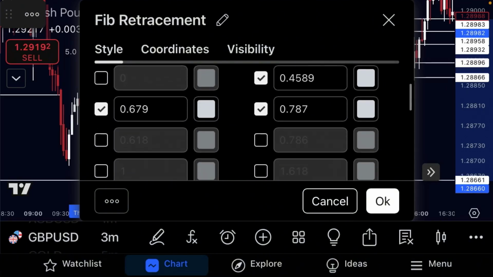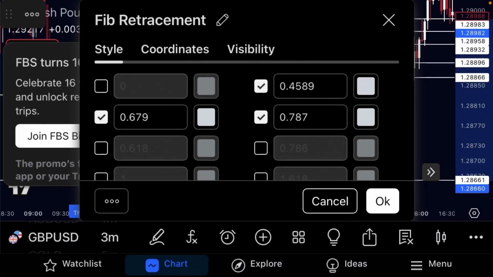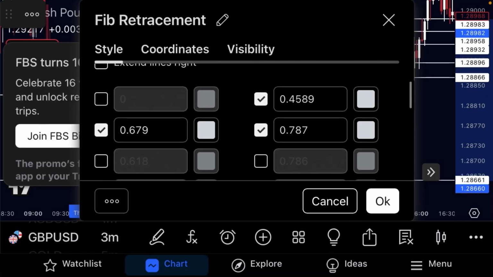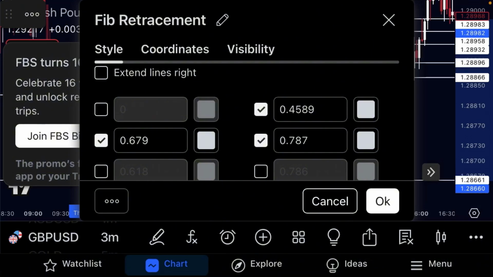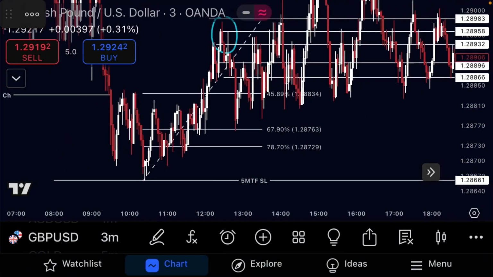You can see we turned off these ones, pretty much most of them, and we just left 1, 2, 3. So you can use this setup. I hope you screenshotted that as well. Now let's go back to what we have to do. Like I said, you want to buy at this level.